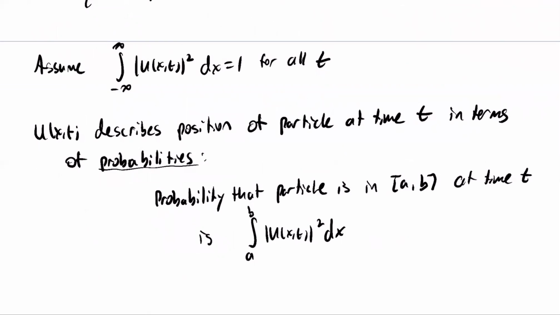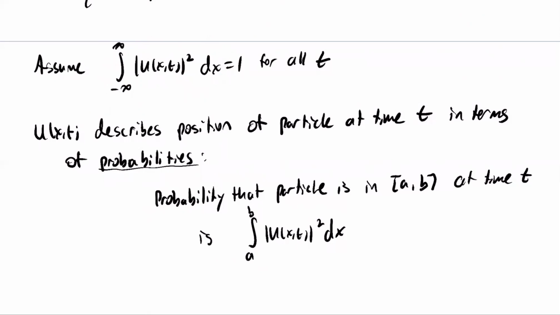So why are we assuming this hypothesis that the integral of u squared is equal to 1? Under this interpretation, this is just the probability that the particle is somewhere. There's some position x where the particle is, and we want there to be a 100% chance that it's somewhere, or else the particle's just going to disappear. We want this to make some physical sense, and that's the reason for this hypothesis.